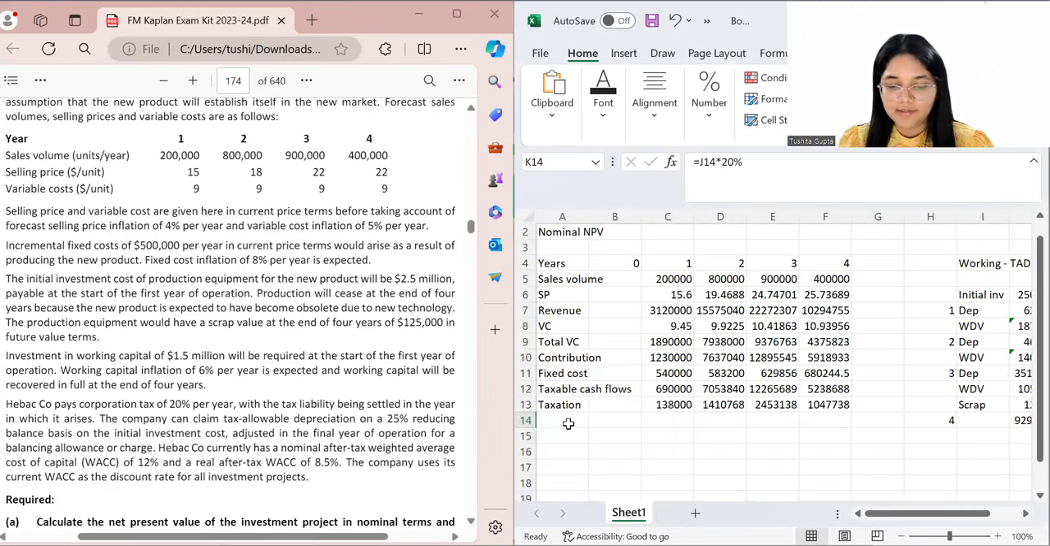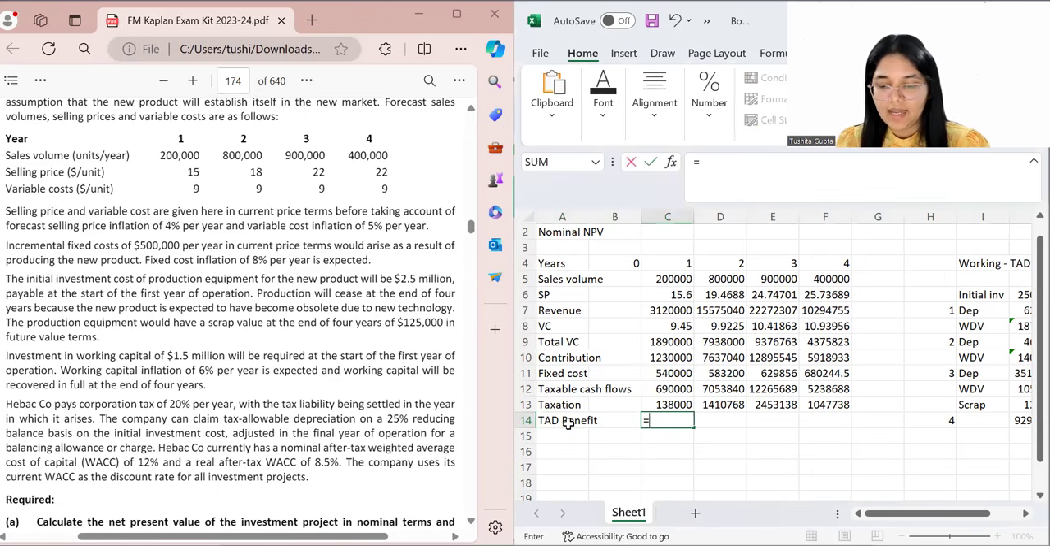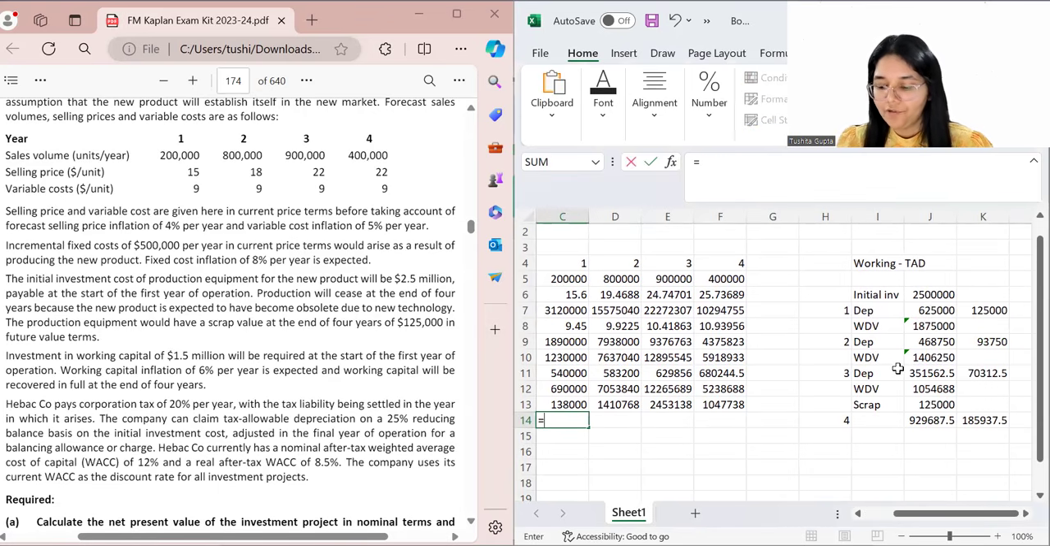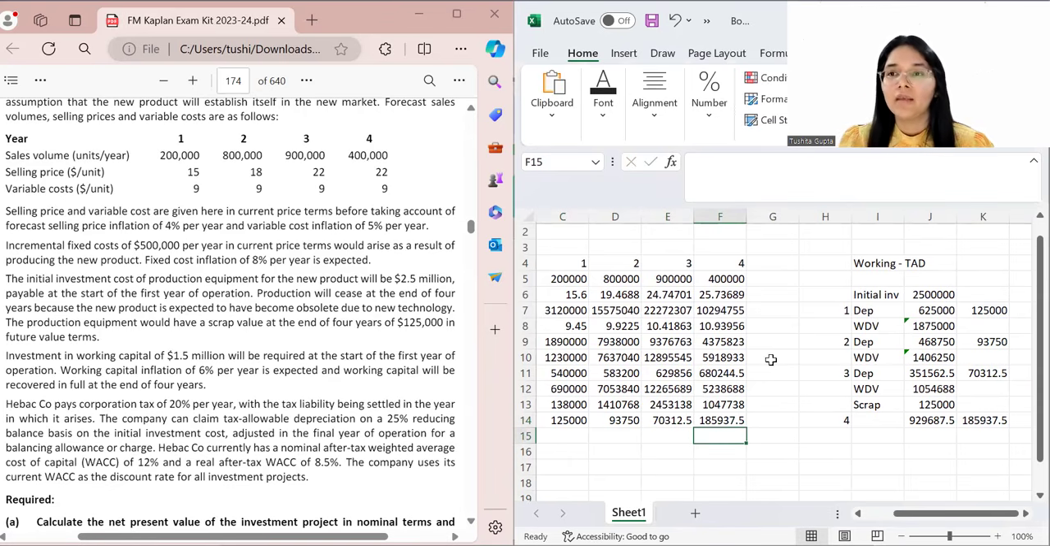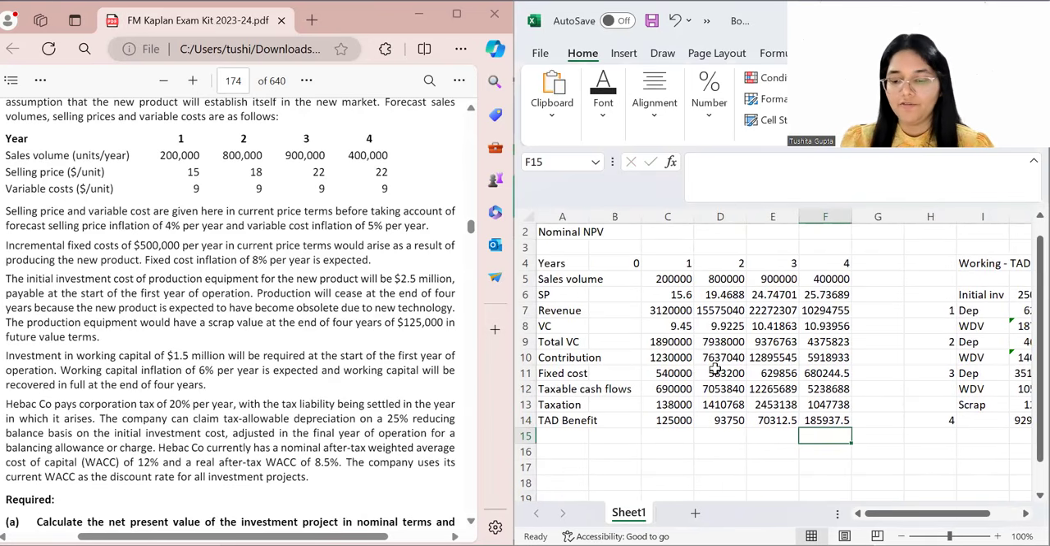Now I have done the calculations, so I can just label TAD benefit over here. And with this, I can link the figures. So for the first year, the benefit that I have worked out is this over here, 125,000. For the second year, I've gotten my benefit as 93,750. For the third year, I've got it as this. And for the fourth year, this is how I have arrived at my depreciation TAD benefit.